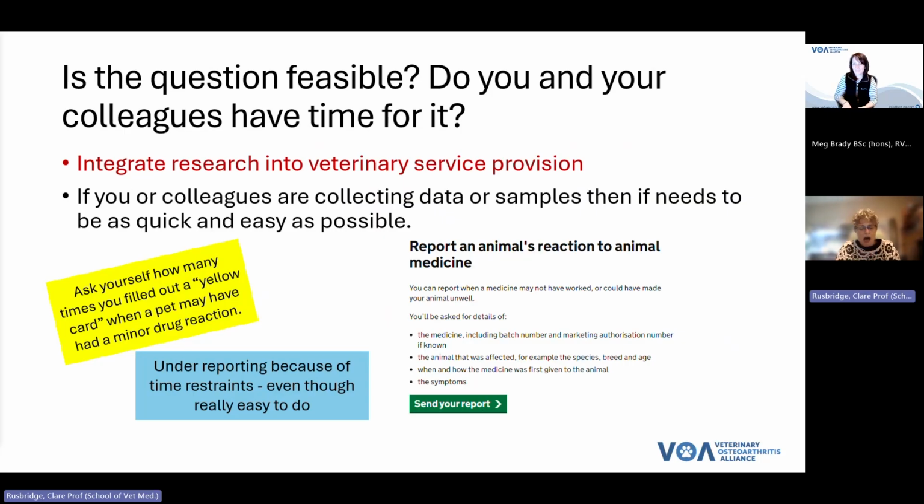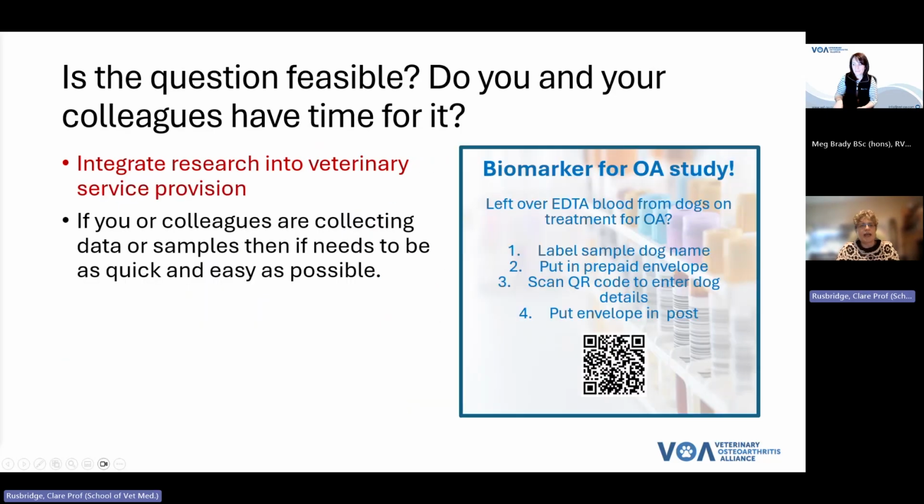So if you are asking people to do something in addition to a regular consult, you really have to have lots of strategies in there to make sure that it gets done. So it needs really to be part of your regular provisions. I've just put this here, this little biomarker for OA study, this is completely and utterly made up.